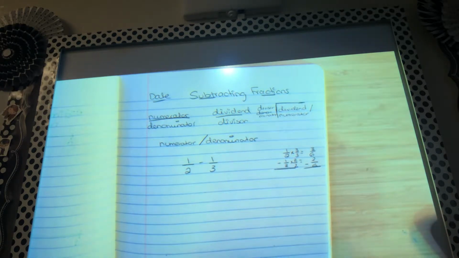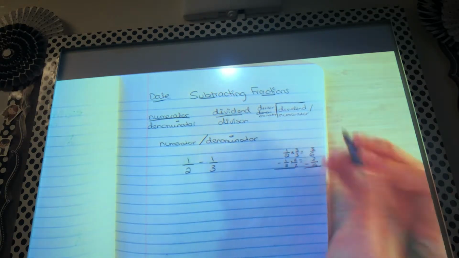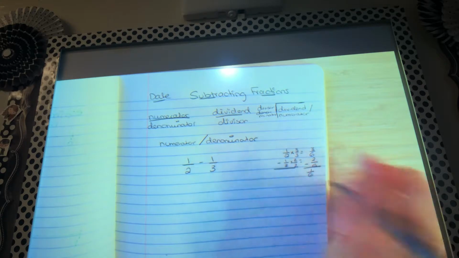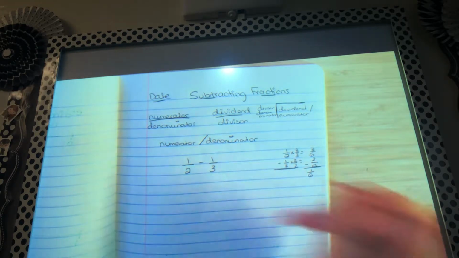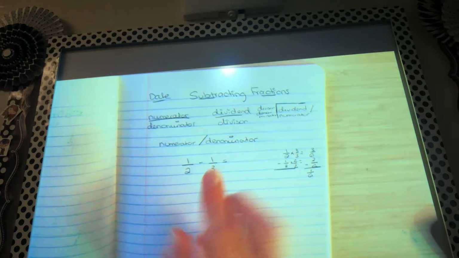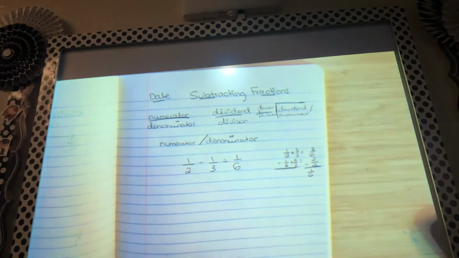So then I just simply subtract. 3/6 take away 2/6 is 1/6. And that would be my solve. So 1/2 take away 1/3 is 1/6.